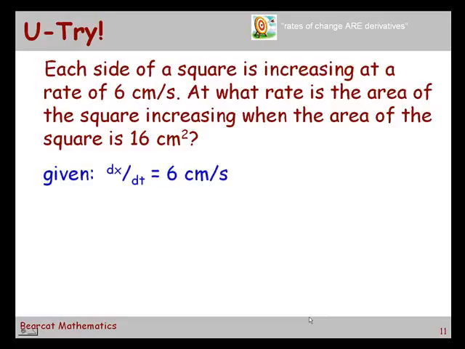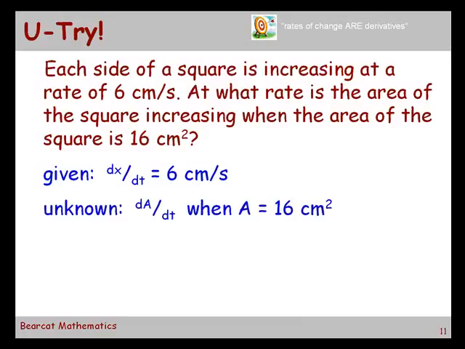All right, let's take a look here. If I let this side be x instead of s, so I don't confuse it with a 5 later in my calculation, is that okay? Okay, so dx dt is increasing at 6 centimeters per second. Agreed? What do we want to know? We want to find dA over dt when the area is 16. Can I say that differently? When x is 4, or when A is 16. Same thing, right? We can state that either way.